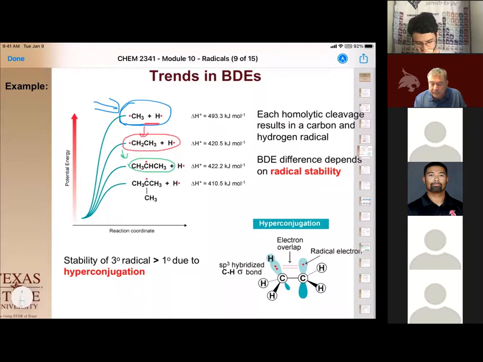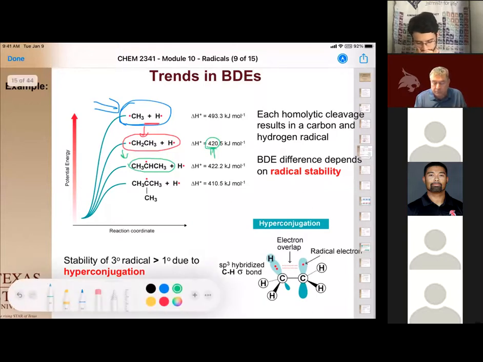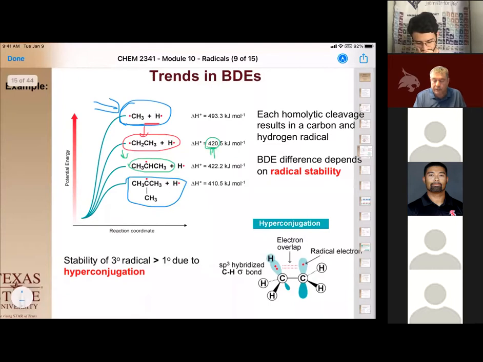There must be a typo here because this should be higher. Sorry, I'll look that up. And so that secondary radical is easier to obtain than the primary radical. And of course, the best of us all is our tertiary radical. So our tertiary radical is more stable than the primary radical because of hyperconjugation.